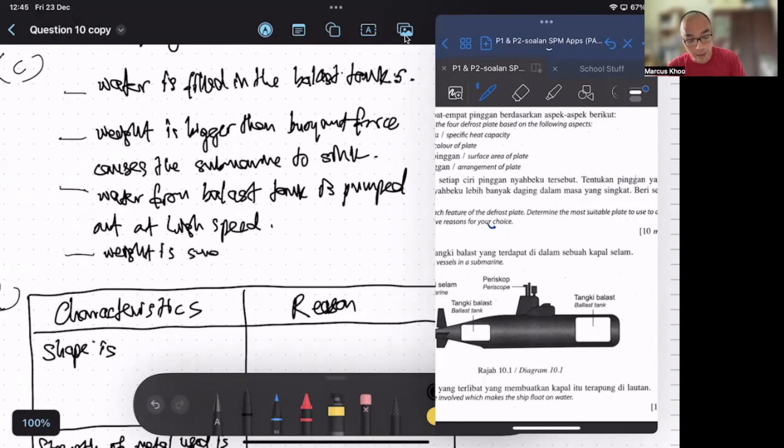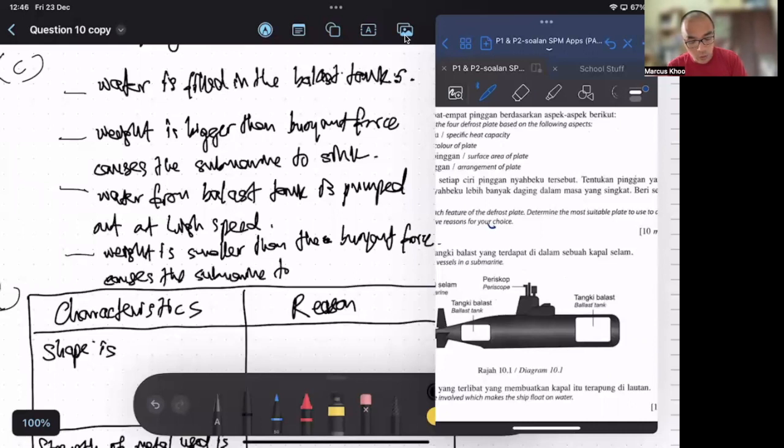It's pumped at high speed, and the point of this is to have the weight smaller than the buoyant force. And when you have the weight smaller than the buoyant force, it causes the submarine to float. And that will be how the 4 points are distributed. 2 points for how it sinks: fill in the water, weight bigger than buoyant force. 2 points for how it floats: you pump out the water, and then the weight is smaller than buoyant force, so the buoyant force is bigger, causing the submarine to float.